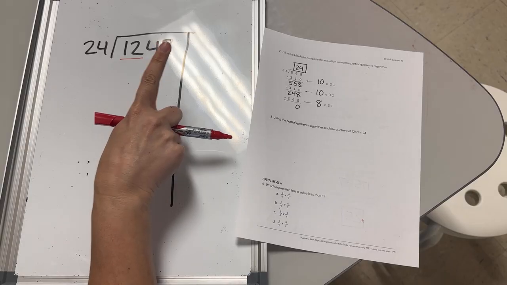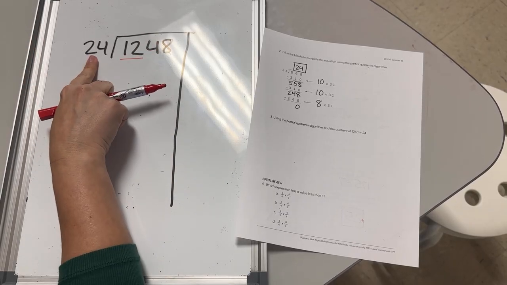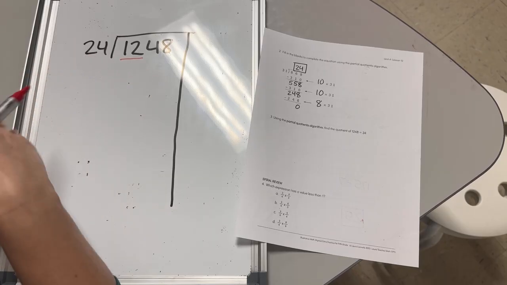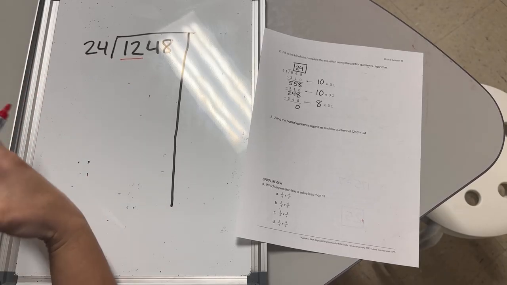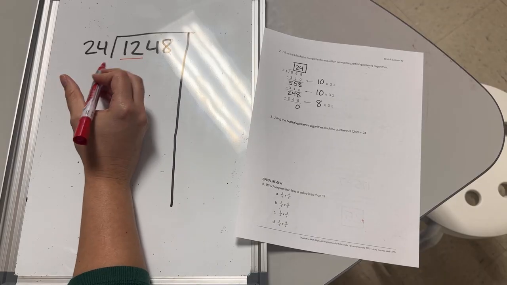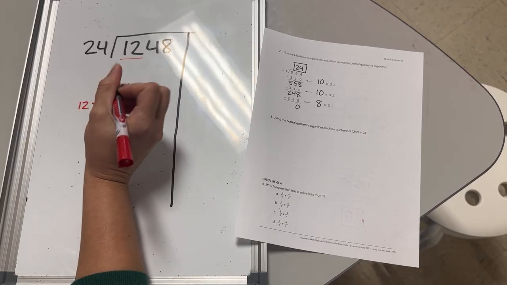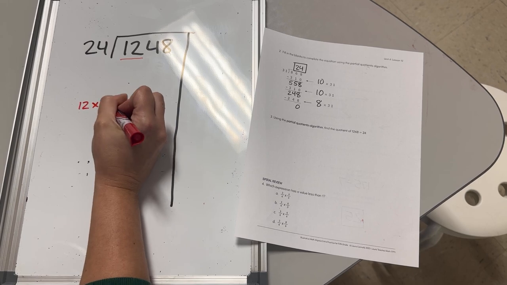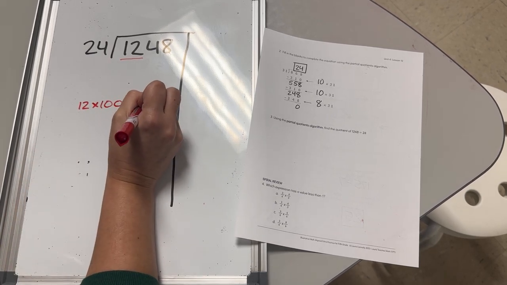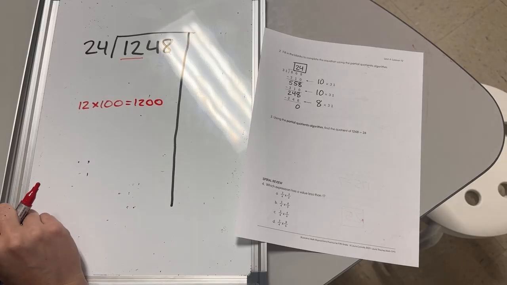However, I know that 12 is half of 24. So instead of working with 10s, perhaps I can work with 5s. If I know that 12 times 100 is gonna give me 1,200, okay?